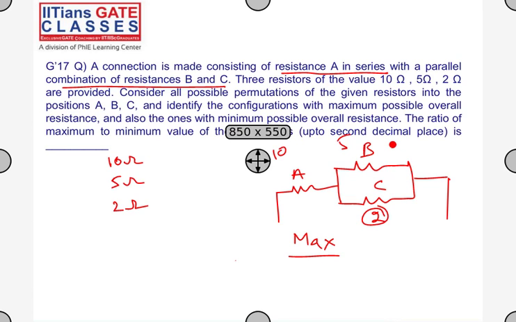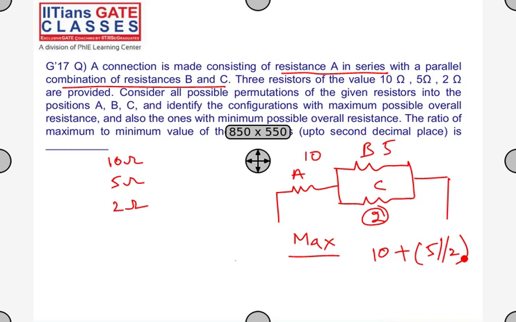If this is 10 ohms and this is 5 ohms, the parallel combination will be less than 2 ohms here, and this will be in series. So if I use 10 ohms here, the value you'll get is less. So what should be the combination for maximum? This is 2, this should be 5, and this should be 10. Maximum resistance is 10 plus 5 parallel with 2. Everyone clear with this? How I got the maximum resistance? Shall I repeat it? You can unmute and ask me if you have any doubt.